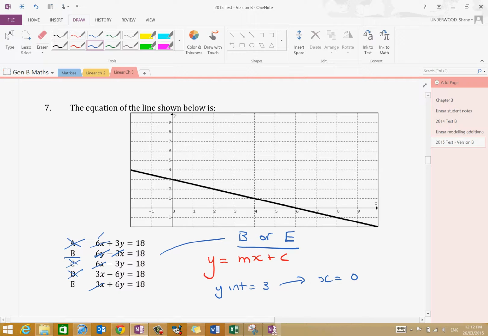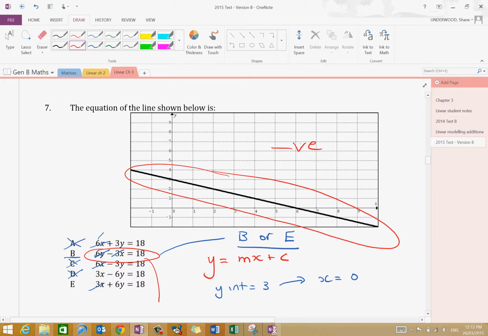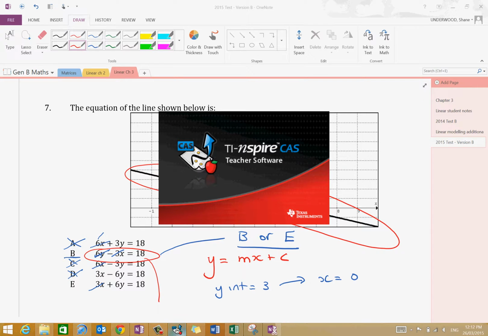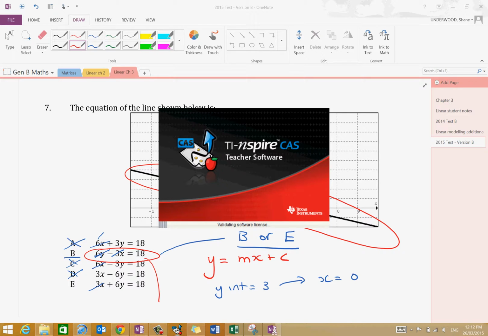Now, what can you tell me about this line? Is it a positive or a negative line? It's a negative line. So now, which one of these, if I rearrange this one in my CAS, I might get my CAS open now. Is that going to be a positive or a negative line? What happens if I rearrange the equation in terms of y? Doesn't the 3x, the negative 3x, go to the other side? So it's going to be a positive line. Is this a positive line or a negative line? It's a negative. So the answer has to be E, but I'm going to show you why it's E with a CAS calculator.